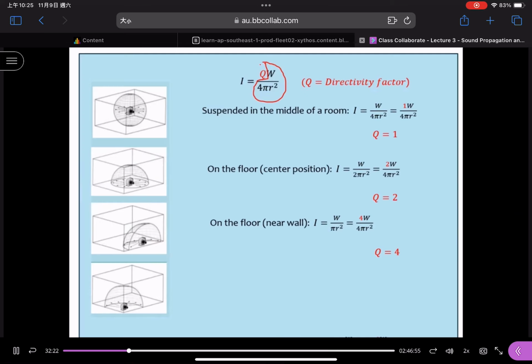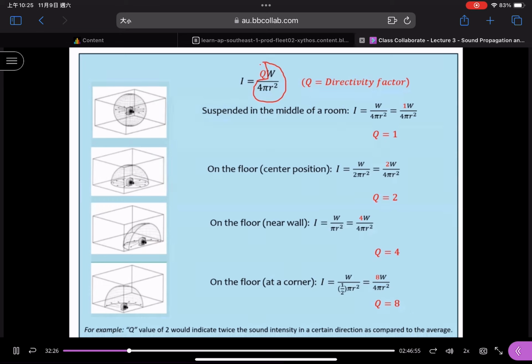What does it mean? Let's say the value of Q is equal to 2, as in the second case. It means that the sound intensity in a certain direction, compared with the average one, is double. The intensity is double that of the average. It is correct because, based on the conservation of energy, the sound can only radiate in these directions. When we compare with the average intensity, it should be double overall. So this is the definition, but please bear in mind that Q is not always equal to a positive integer.